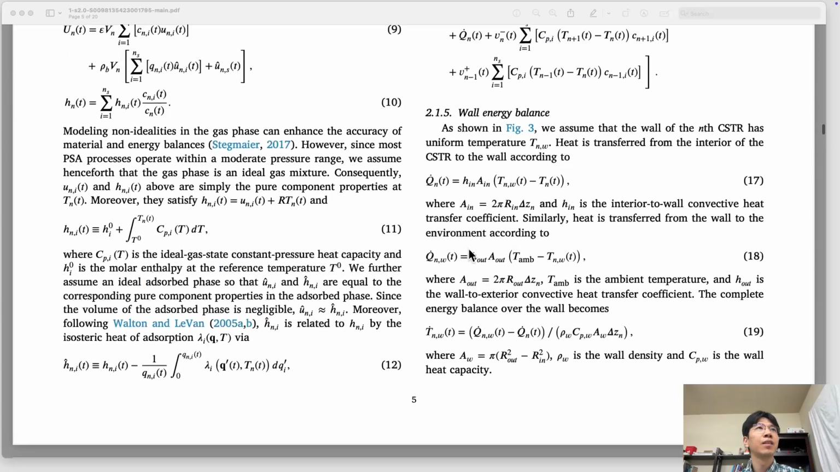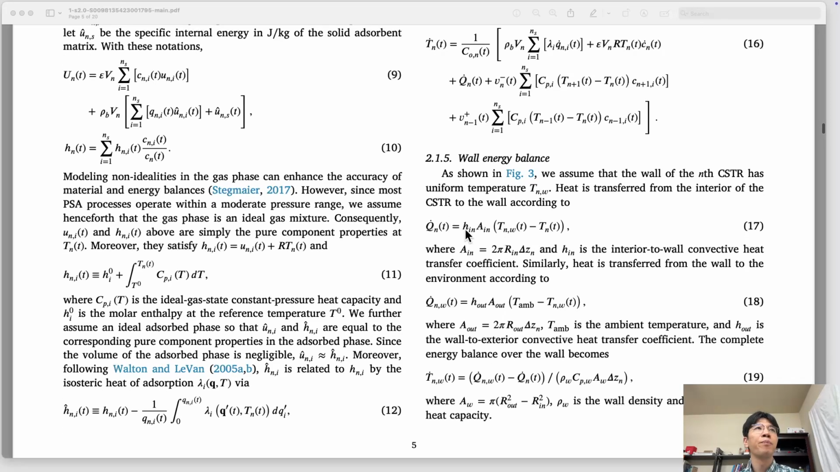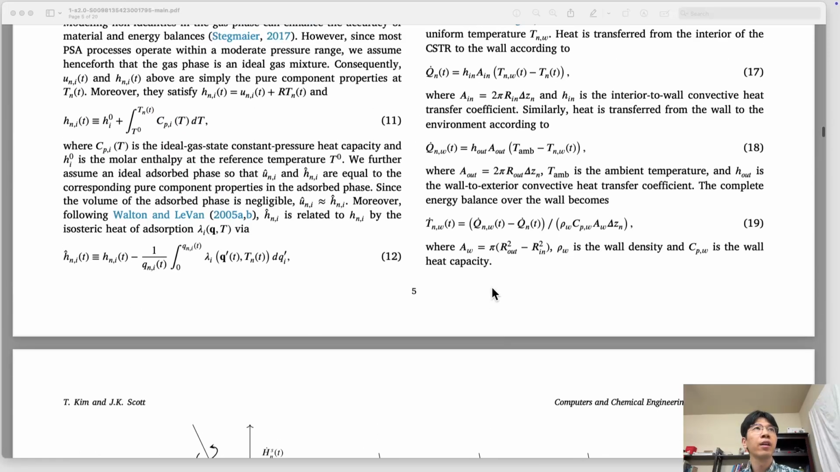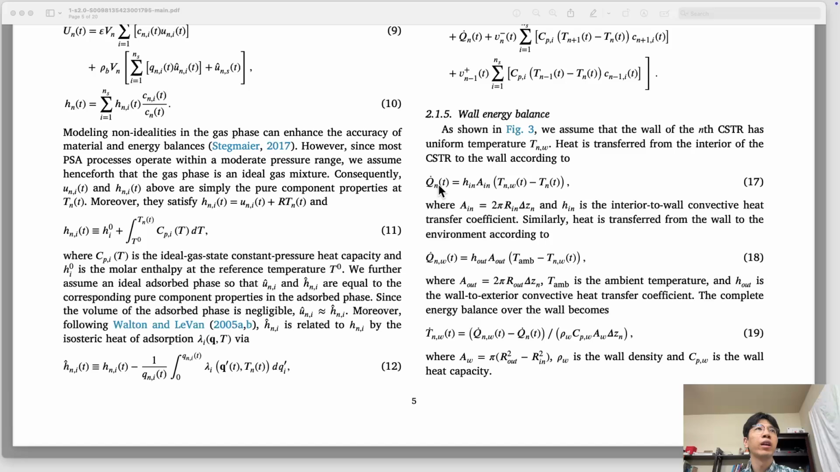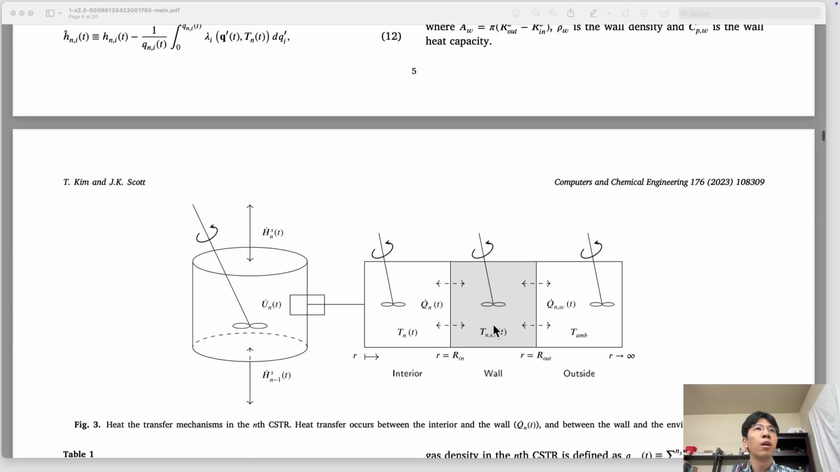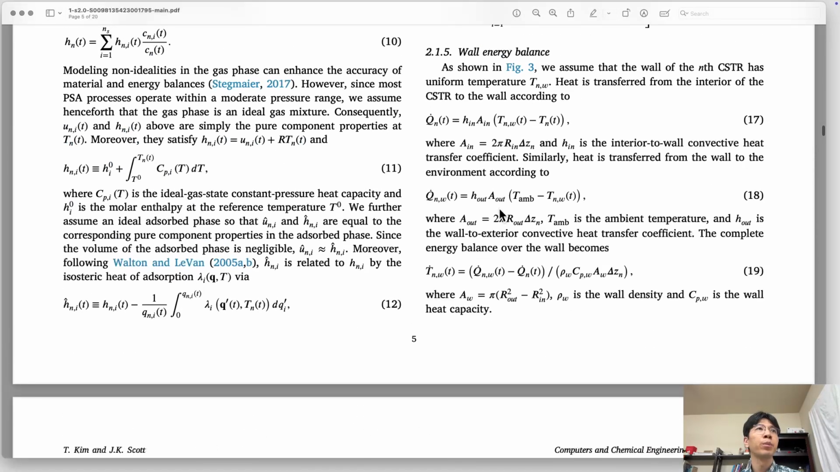So how do we write this heat transfer rate? It's very similar to the linear driving force model, but we can write the heat transfer coefficient times the surface area of the contact area times the temperature difference across the wall and interior, and this will give us the rate of heat exchange between the nth CSTR wall and the interior, right? Similarly, you can write the expression for heat transfer between the wall and the outside of the nth CSTR. So that's actually pretty simple to do.